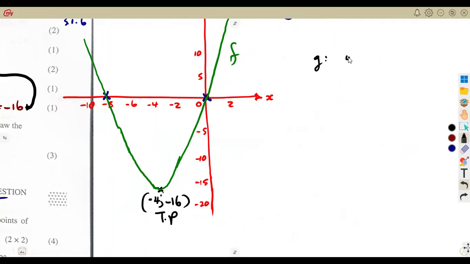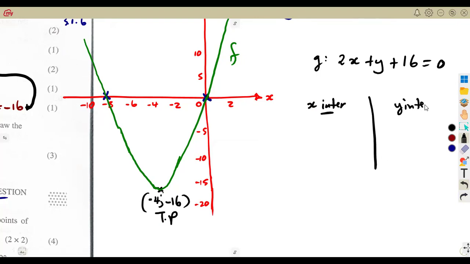So our g of x, we are given, that's a straight line: 2x plus y plus 16 is equal to 0. As you can see, the highest exponent there is a 1. That's a linear function. And on a linear function, what is important is to know the x-intercept and the y-intercept. These are the most important part.